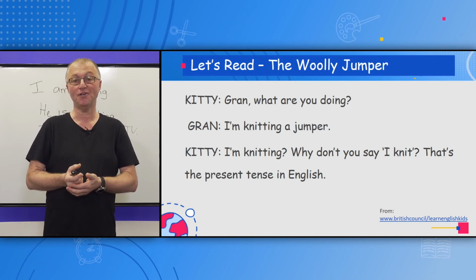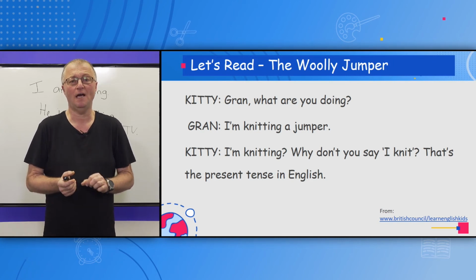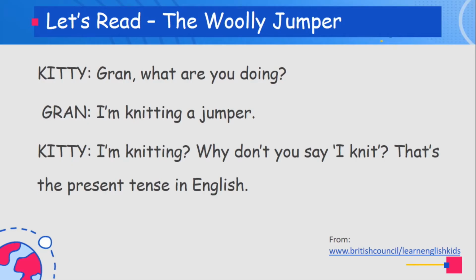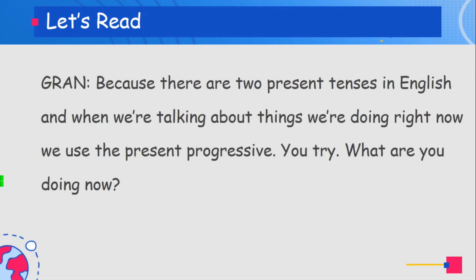Gran, what are you doing? Oh, I'm knitting a jumper. I'm knitting? Why don't you say I knit? That's the present tense in English. Because there are two present tenses in English. And when we're talking about these things we're doing right now, we use the present progressive. You try. What are you doing now?